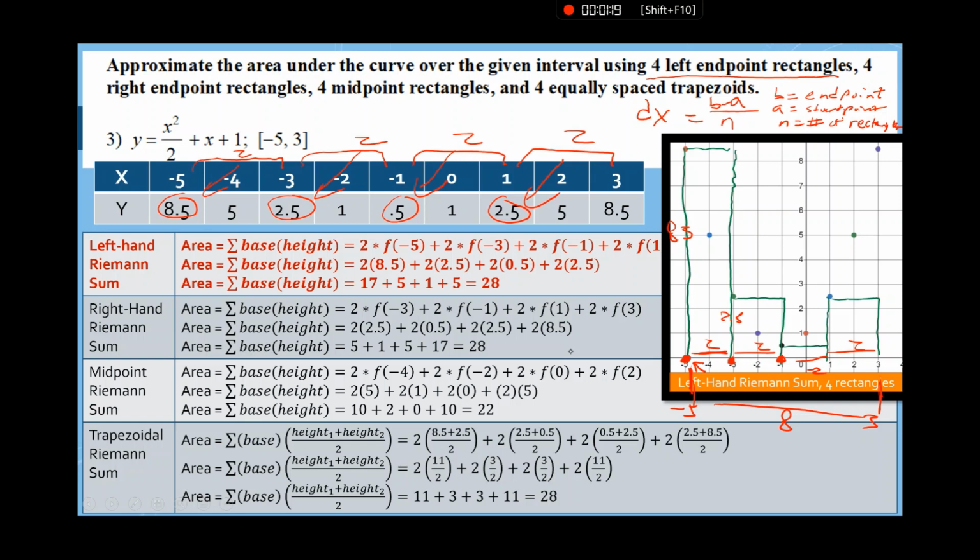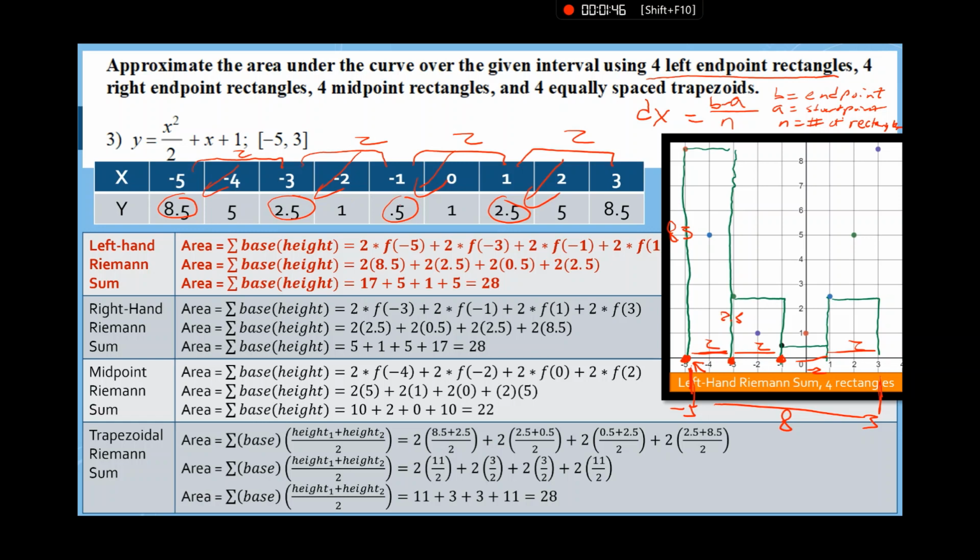So if I divide by 4, that means each one has a base of 2. So here I've got a base of 2, a base of 2, a base of 2, a base of 2 with heights from the left-hand side. So that's heights at negative 5. So my rectangle would be 2 times 8.5 for my area. At negative 3, my height of my next rectangle comes into play, so that's 2.5 times my base of 2.